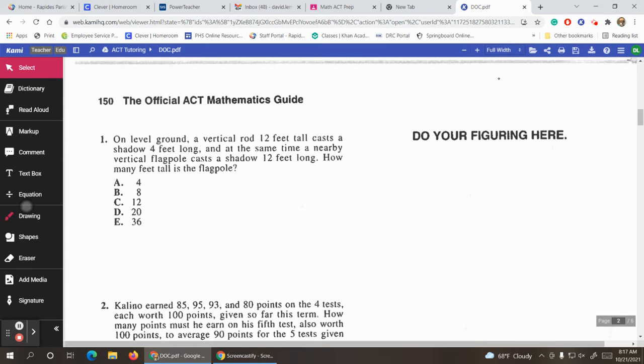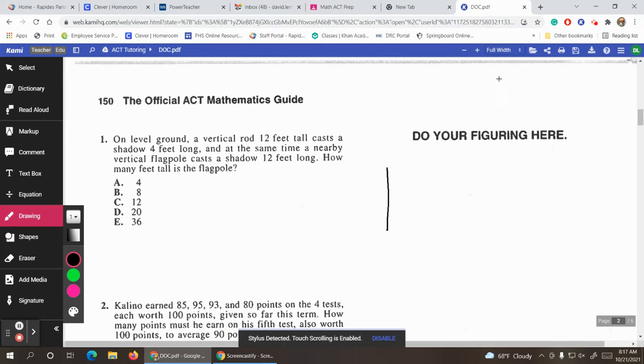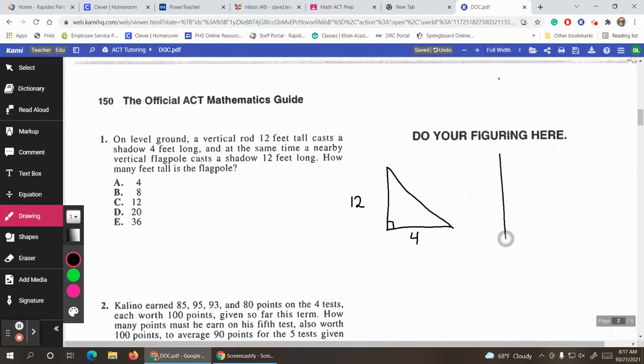Okay, so we have, on ground level, a vertical rod that is 12 foot tall. One of the rules ACT always wants you to follow: draw the figure. So this is a 12-foot rod casting a 4-foot shadow. That's going to make a right angle, which means I can use a right triangle, right? At the same time, nearby, a vertical flagpole casts a 12-foot shadow, and it wants to know how tall the flagpole is. So what's the height of this flagpole?